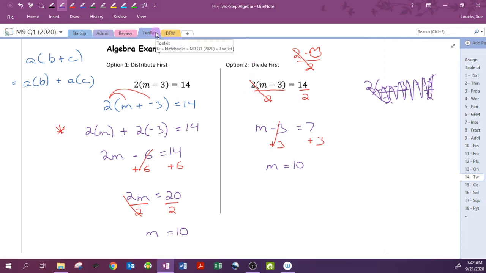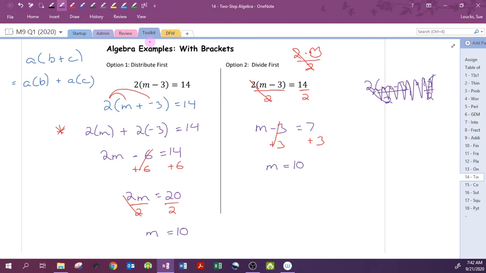You do need to do both. So when you're doing the practice work on this, it does tell you at the top of at least one of the pages to do some questions distributing first and some questions dividing first, so make sure you do that. When you have your quiz and test on this, you will be required to do it both ways.